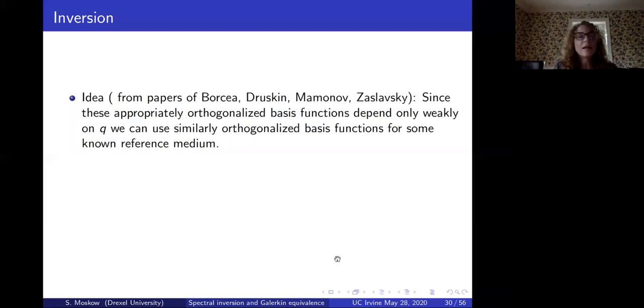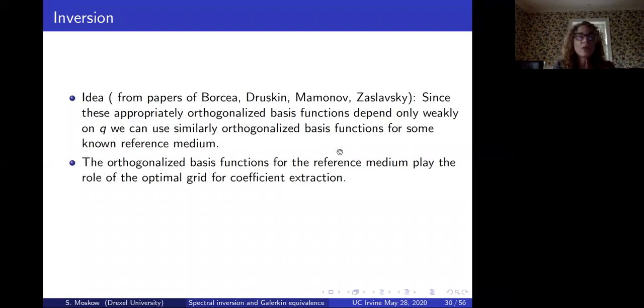So since the appropriately orthogonalized basis functions depend only very weakly on Q, we can use similarly orthogonalized basis functions for some known reference medium. You may have noticed that from the data, while we can get the mass and stiffness matrix directly, we cannot get the basis functions directly from the data if we don't know Q, because we don't have solutions. However, we could use the orthogonalized basis functions for a known reference medium. You would think that that would not be so good, but it turns out that these change only weakly with respect to Q.